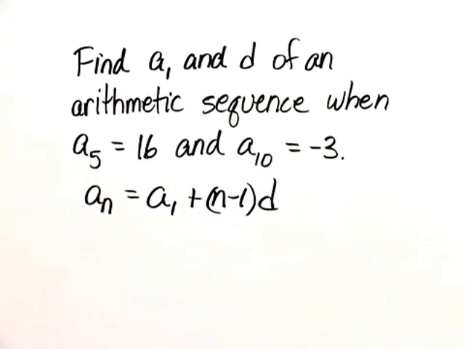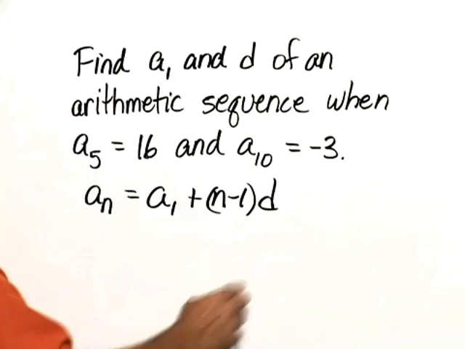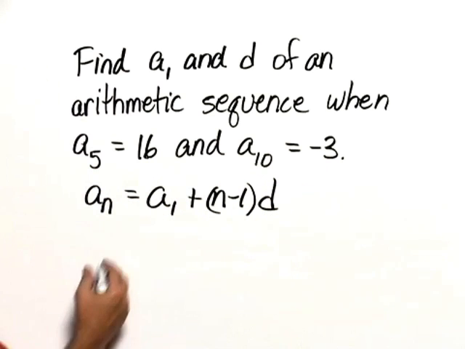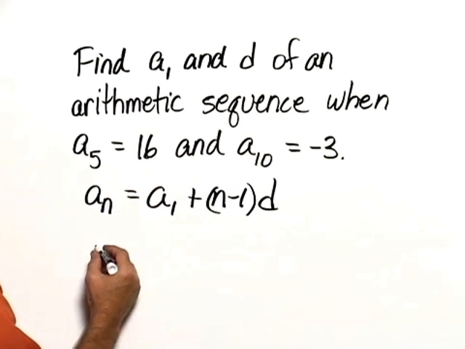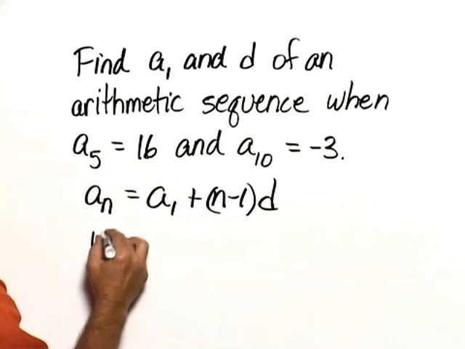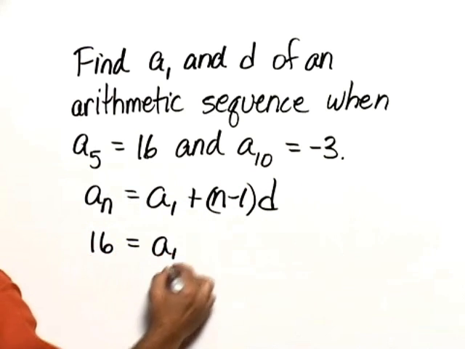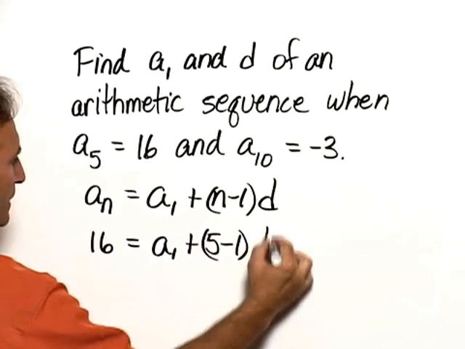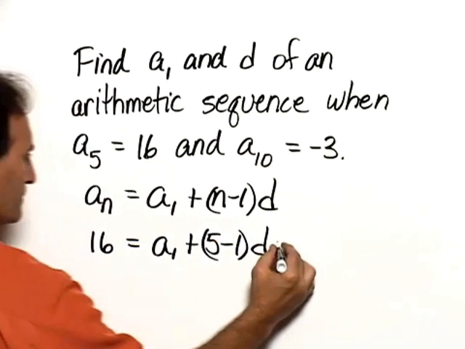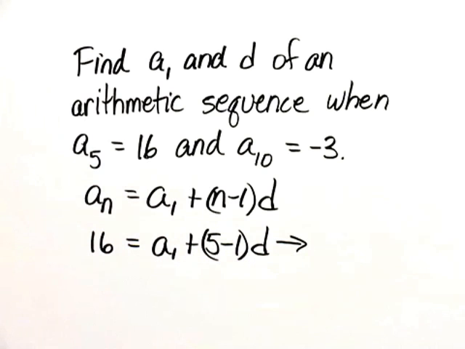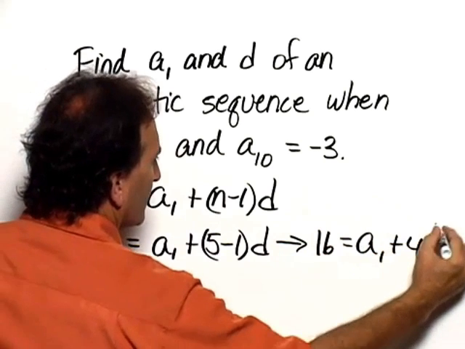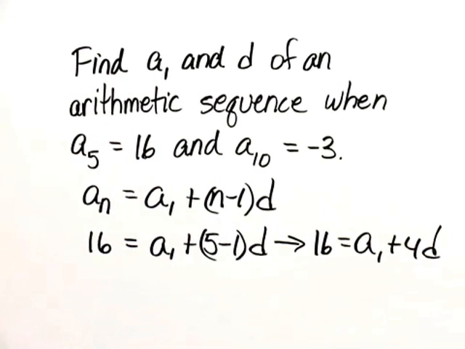That's going to give us two equations which contain the variables d and a sub 1, and we'll solve that system. Let's begin with the fifth term. A sub 5 is 16. That equals a sub 1 plus 5 minus 1 times d. That equation, when we simplify it, is 16 equals a sub 1 plus 4d.